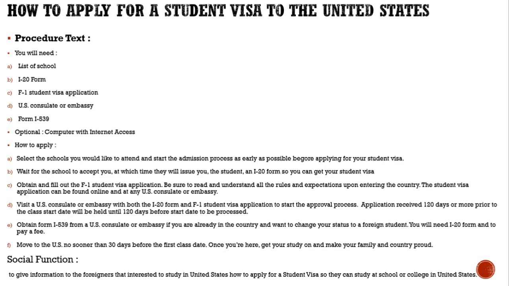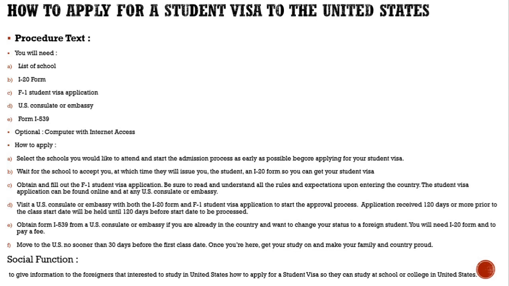Applications received 120 days or more prior to the class start date will be held until 120 days before the start date to be processed. And 5. Obtain Form I-539 from a U.S. consulate or embassy if you are already in the country and you want to change your status to a foreign student. You will need the I-20 form and to pay a fee. And 6. Move to the U.S. no sooner than 30 days before the first class date. Once you're here, get your study on and make your family and country proud.